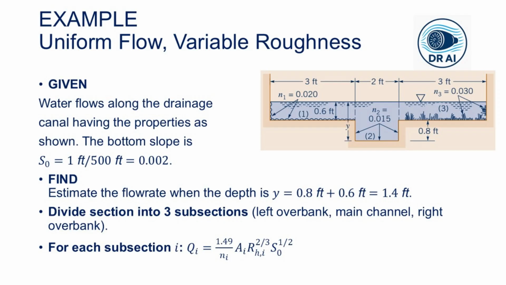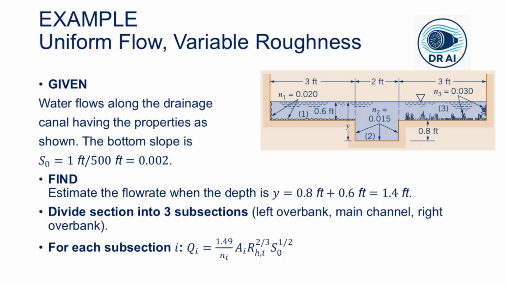The key idea is to divide the cross section into subsections, each with its own value of n, its own area Ai, and its own wetted perimeter Pi. The imaginary vertical lines between the sections are not counted in the wetted perimeter. Only the solid boundaries are counted here. We then calculate the flow rate for each subsection using the Manning equation and simply add them up: Q is equal to Q1 plus Q2 plus Q3. In this particular example, the main channel is smoother than the sides.